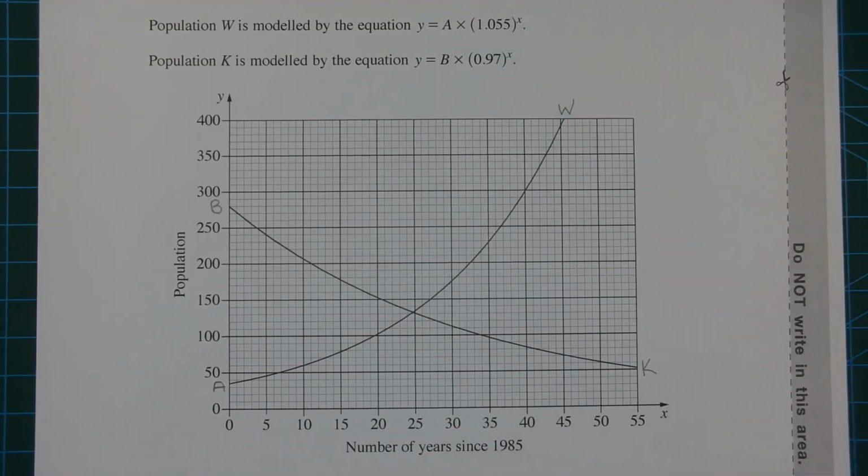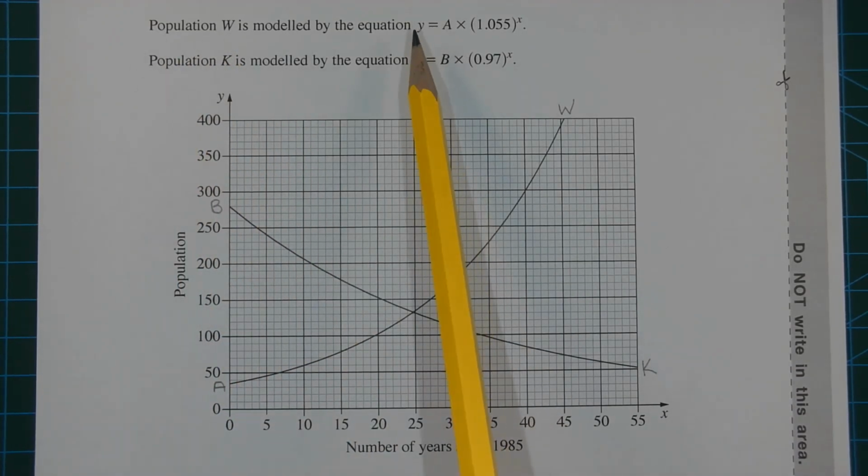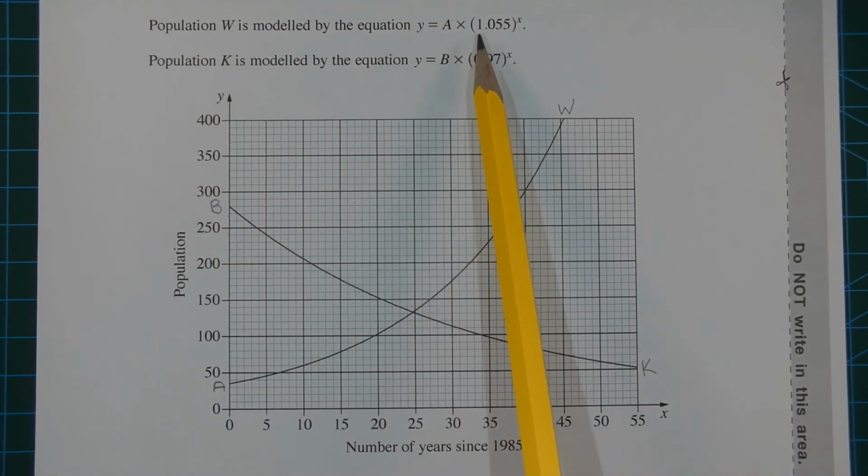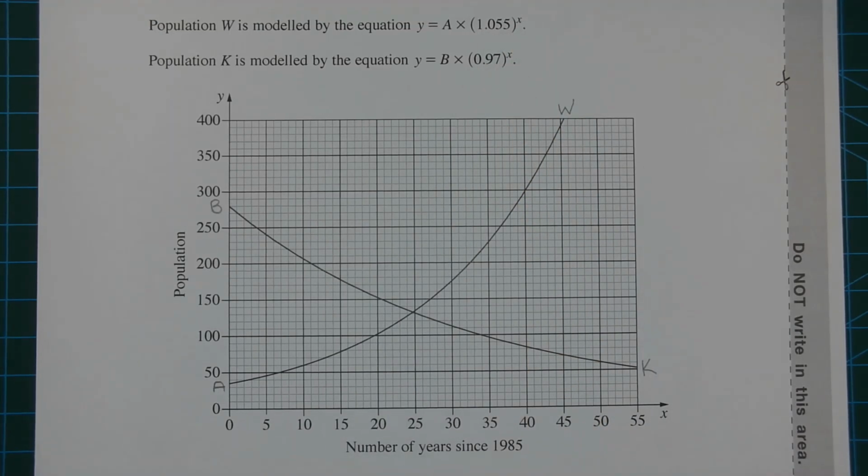Both equations are instances of exponential functions because the index in both equations is the independent variable x. Now x represents the number of years since 1985. Let's look at population W. It's modelled by the equation y equals a times 1.055 to the power of x.